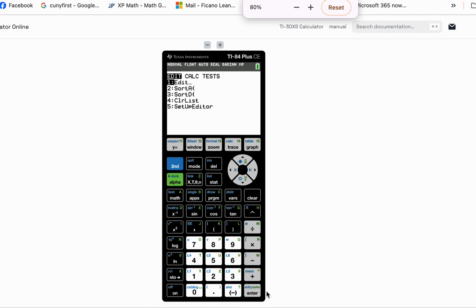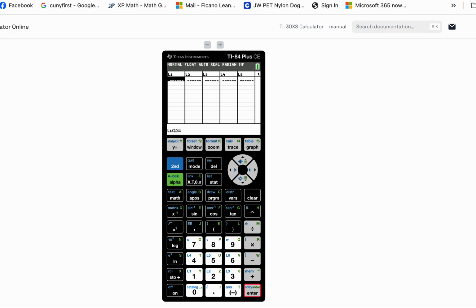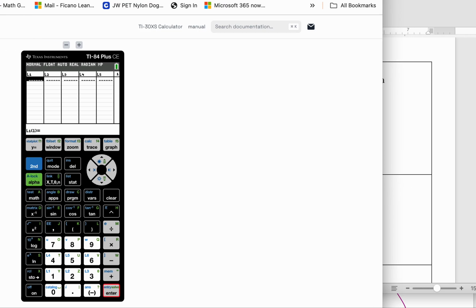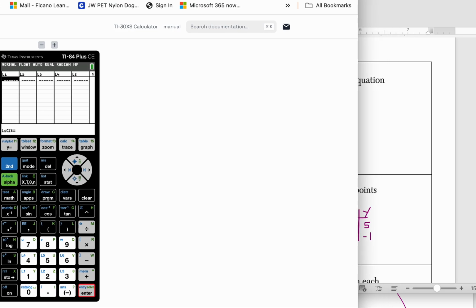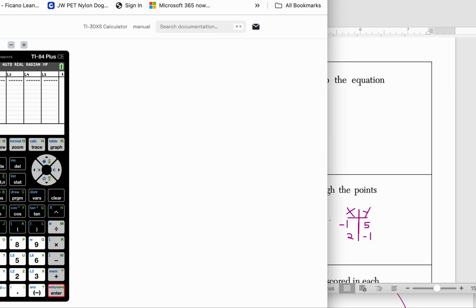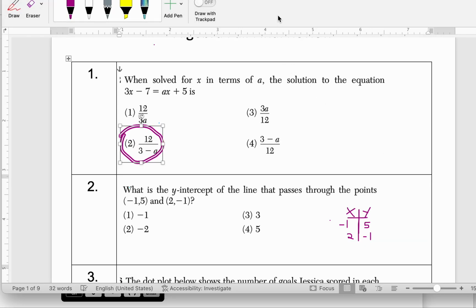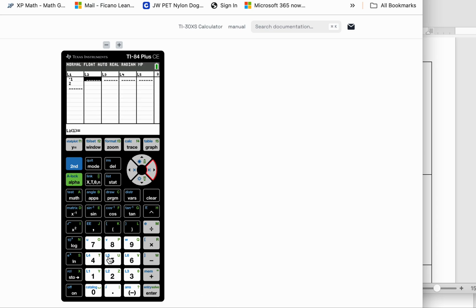So we go to Stat Edit, enter, and we're going to put our x's and y's into Stat Edit, x in L1 and y in L2. So for L1, we have -1 and 2. And for y, which is L2, we have 5 and -1. You want to make sure that the ordered pairs are together, okay? This would have been -1, 5, because you're making a table here.